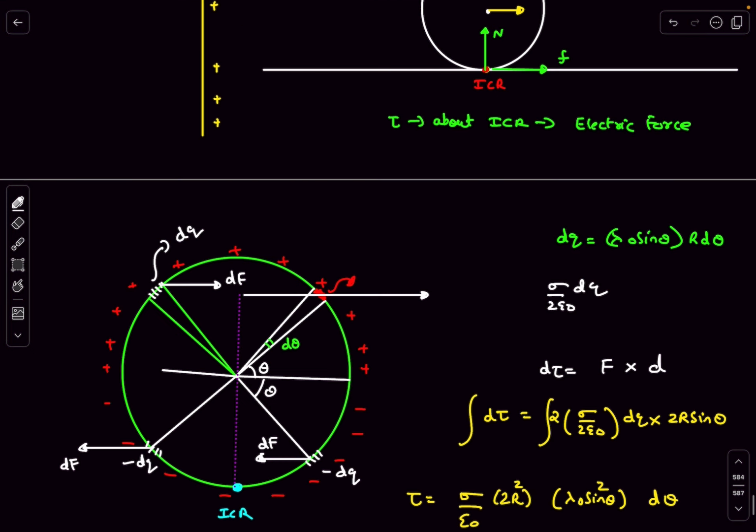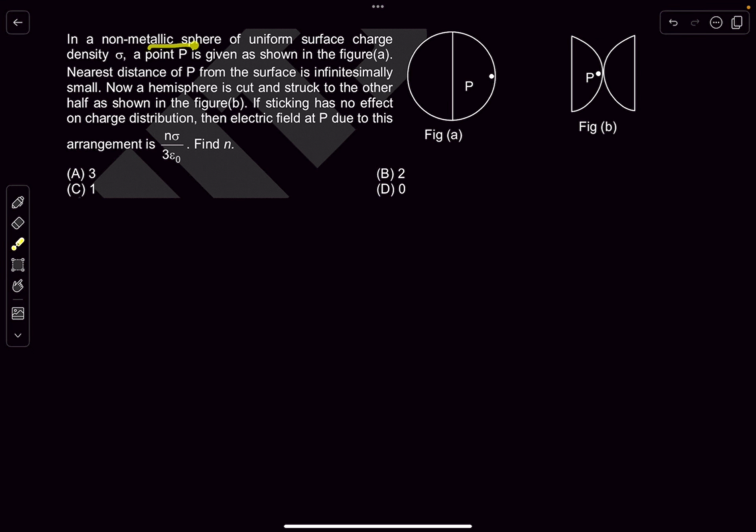Now let's move to the next question. In this question, we have a non-metallic sphere which has a uniform surface charge density sigma. A point P is given as shown in figure 1. The nearest distance of point P from the surface is infinitesimally small. So it is present inside the sphere and it is very close to the surface.